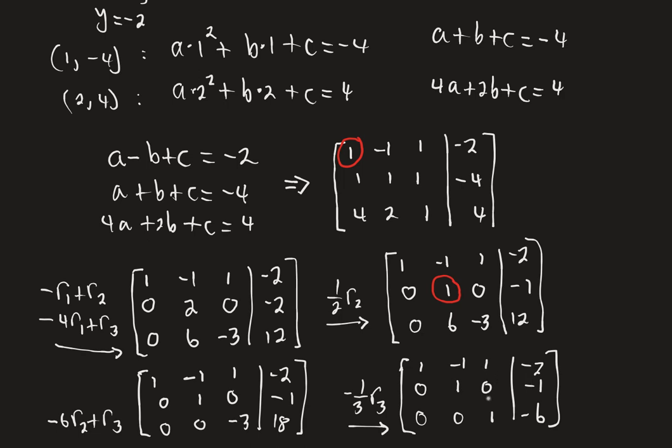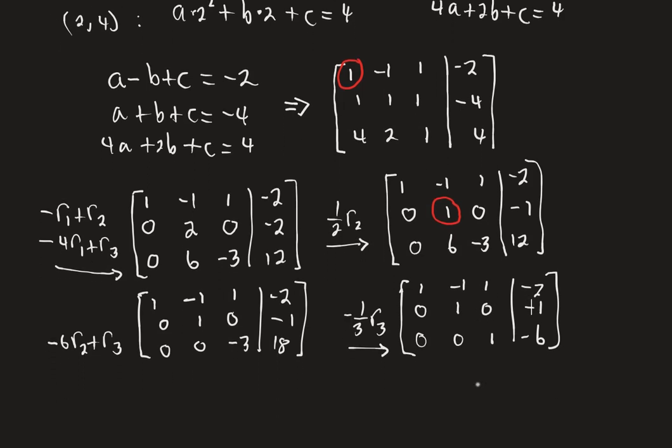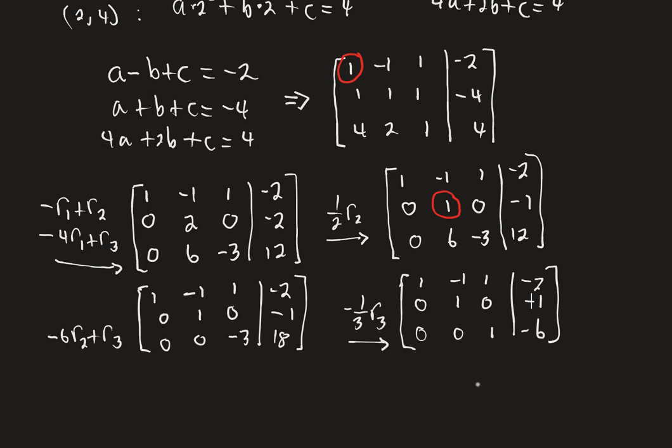Now, remember what we're solving for: A, B, and C, and we have them written in that order. So the first column corresponds to the variable A, the second to B, and then the third to C. So this bottom equation is telling me that C is equal to -6. Perfect. The middle equation is telling me that B is equal to -1, right?